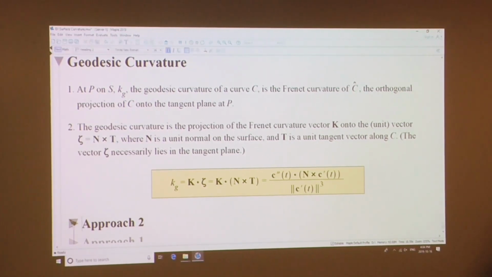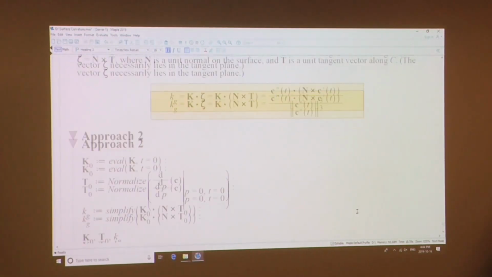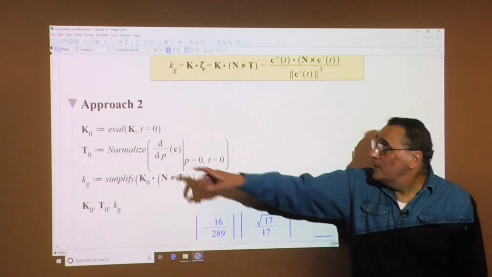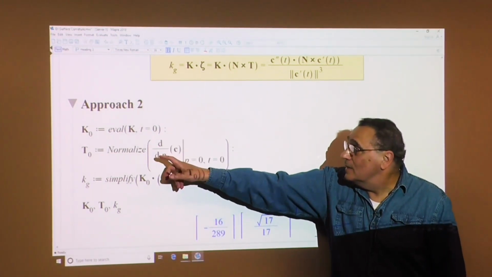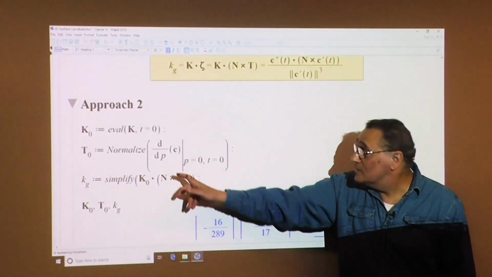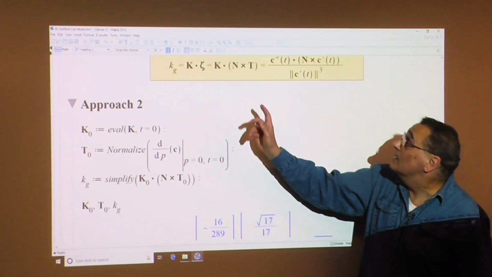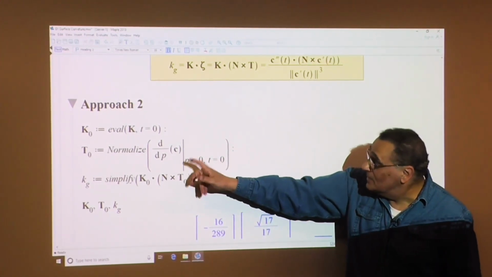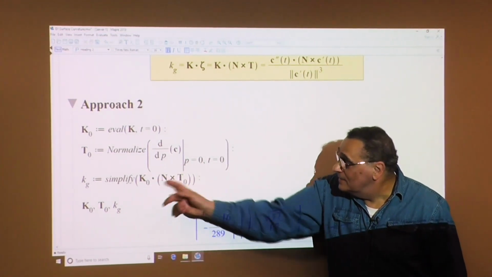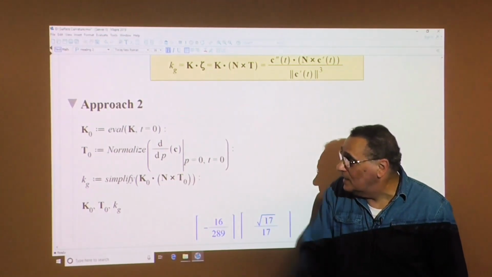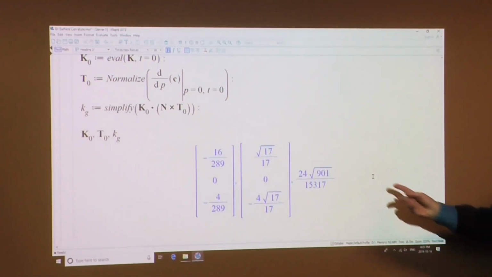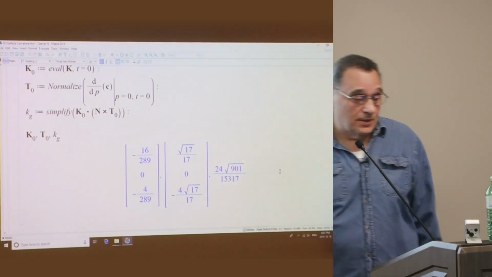So I did that, and I put approach 2 first because that's easier. So I'm just looking at the point P. There's the curvature vector. This is the curve C, which was the family that was not normal sections. You need the tangent to that, so that's the first derivative. And then if you take the k dot n cross t, this is what you get. And this is supposedly this geodesic curvature.